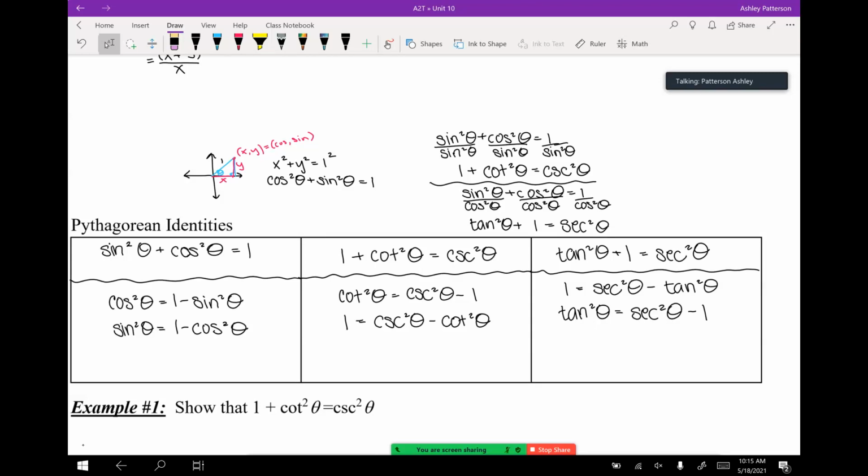Now, if you are planning on memorizing these rather than having to rely on your notes as you're trying to get through these proofs, my suggestion is always to focus on the top 3. Obviously, everything stems from sine squared theta plus cosine squared theta equals 1. But if you can memorize these top 3, the rest of the variations, the other 6, you can easily write down as you need them. All right? Now, why do we need them? Because we're going to do proofs.